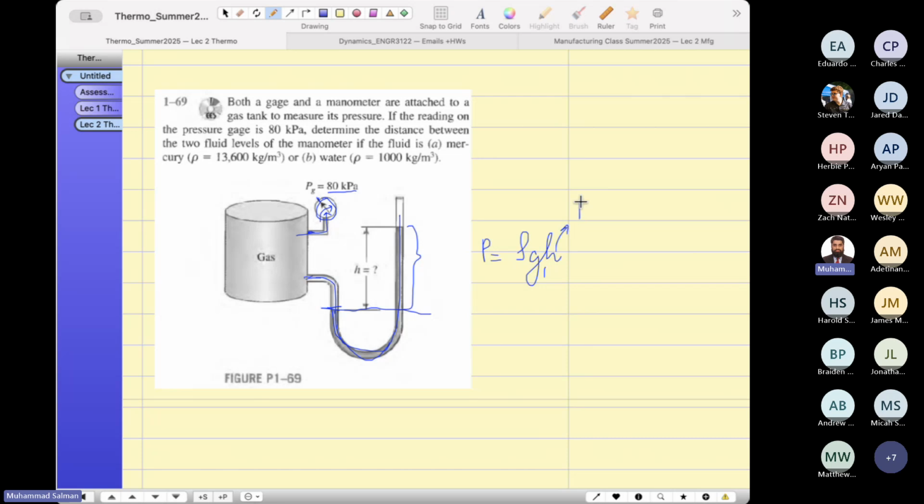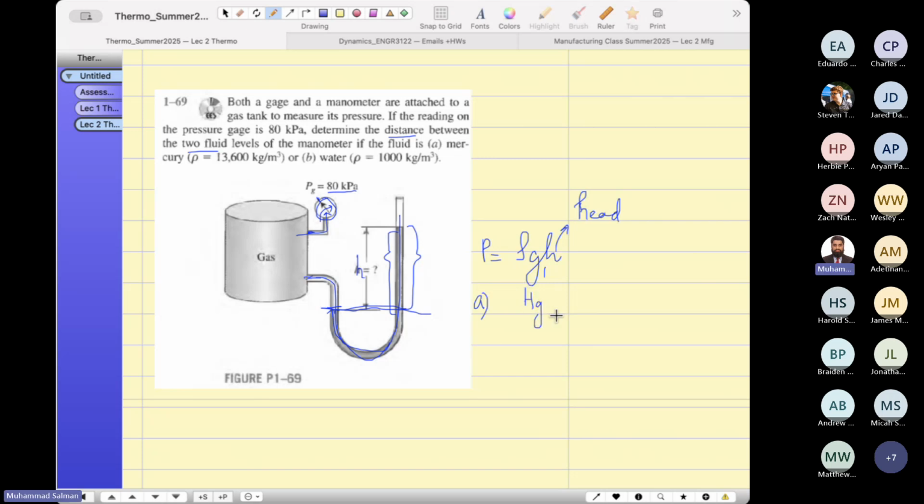This is the pressure head. So I'm always concerned about the difference in the two columns. This is the head, which actually tells me the pressure, the formula. So the question is, determine the distance between the two fluid levels of the manometer. You have to find this H, the distance between the two fluid levels, if the fluid is mercury.